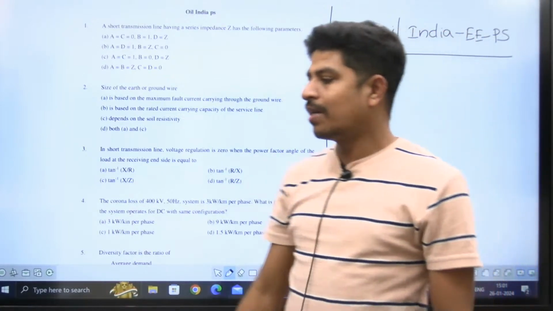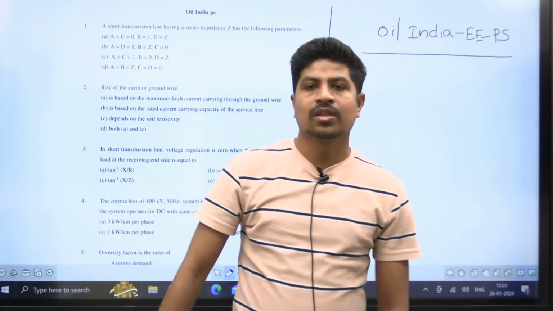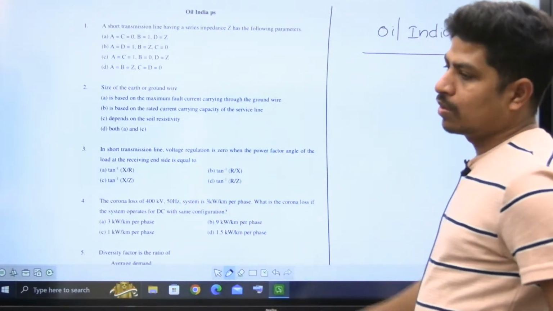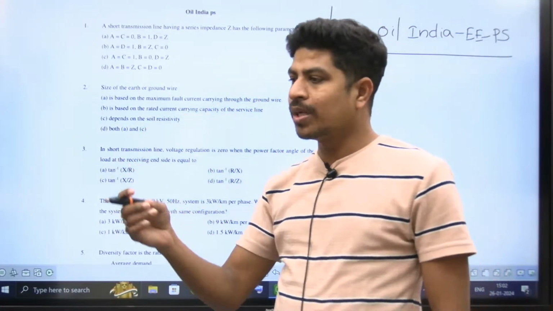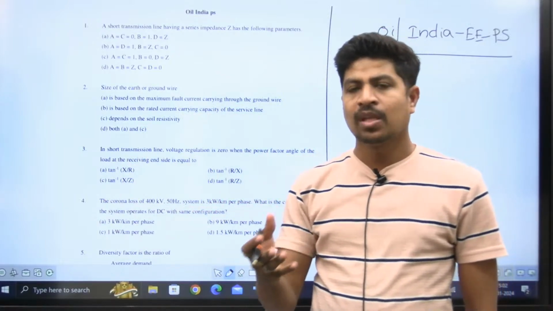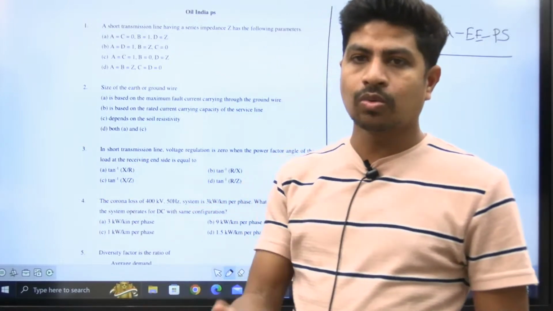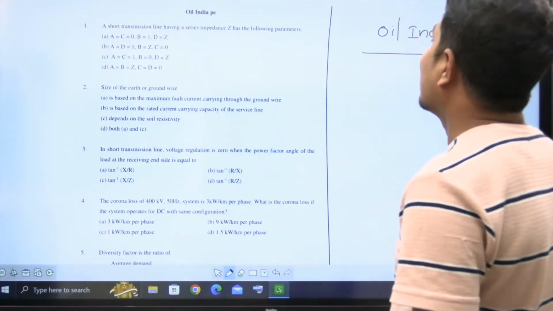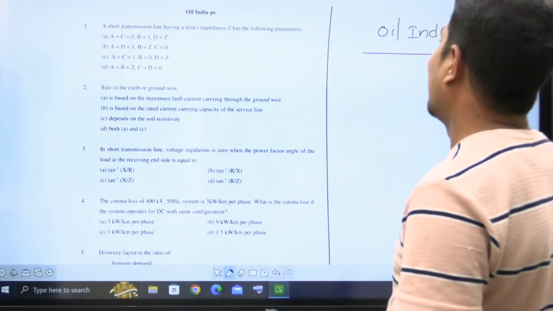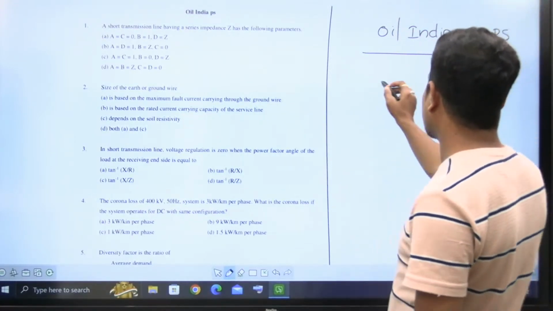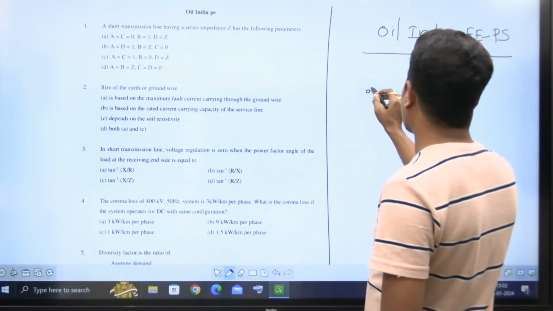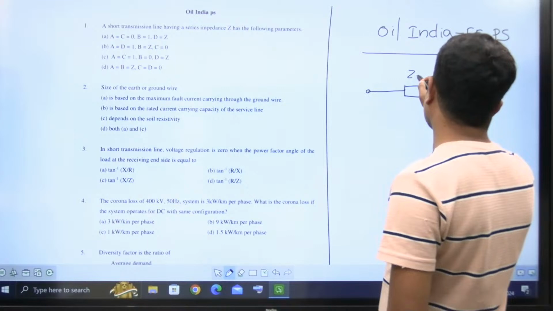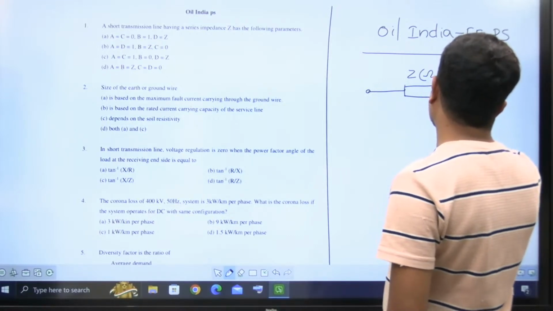I'm reading the first question. The very first question is a short transmission line. The font may be somewhat less for you, so you can zoom in. I'm reading it outwardly. A short transmission line having a series impedance of Z has the following parameters. He's saying that he has a short transmission line which has a series impedance of Z ohms.